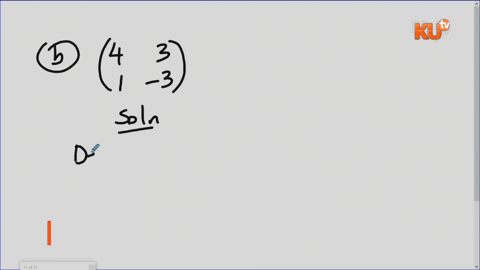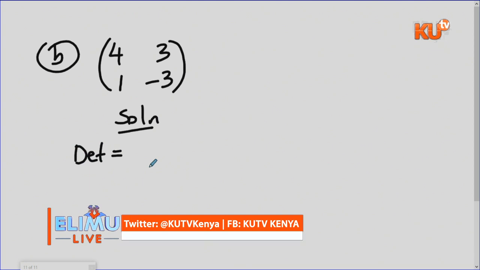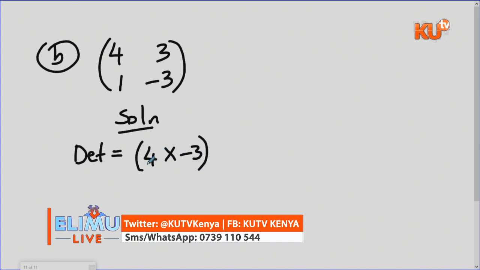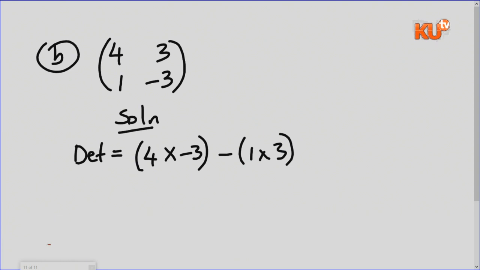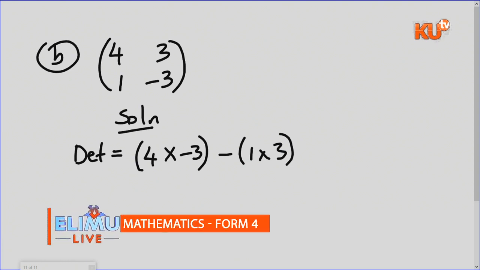We will take, as the first step, the determinant. So we'll say the determinant is equal to, we take 4 times negative 3, then we subtract 1 times 3. From your calculators, what is 4 times negative 3? The value is negative 12. So we have negative 12 minus 1 times 3, that is 3. And so the solution is negative 15.